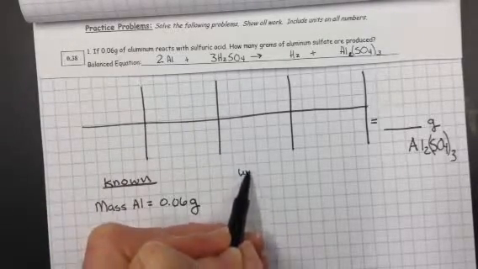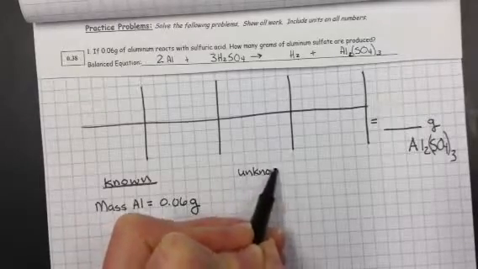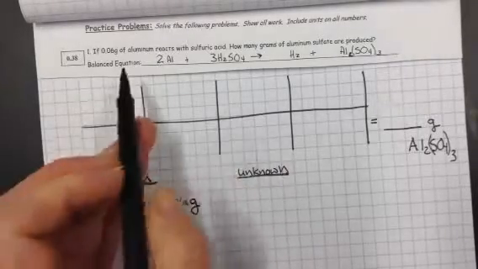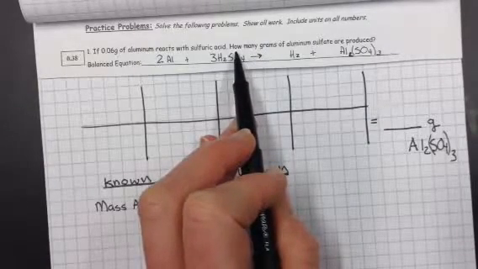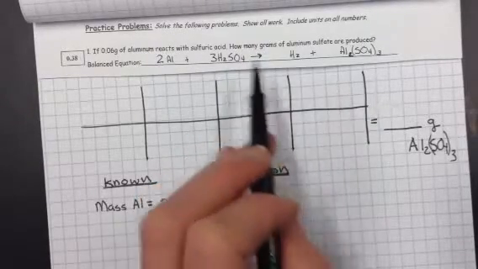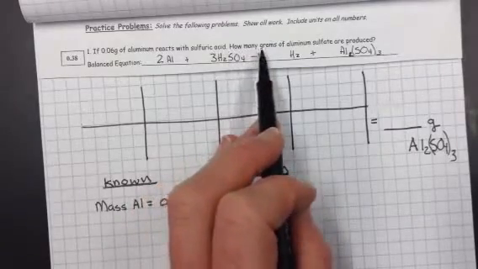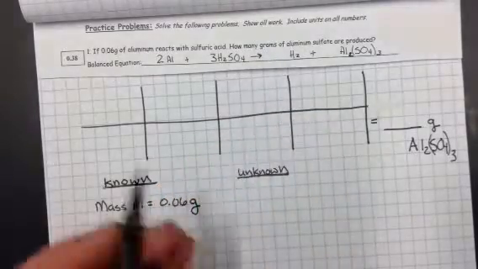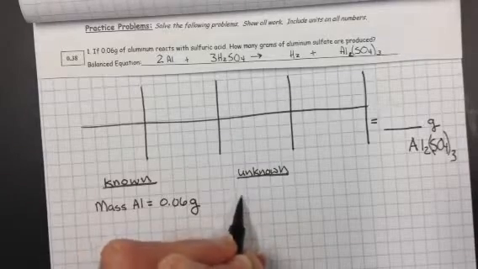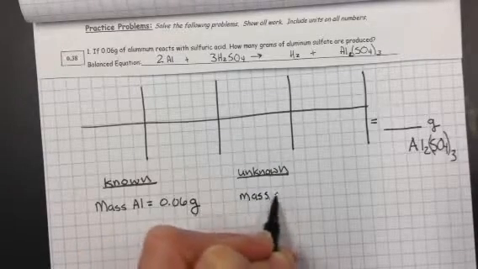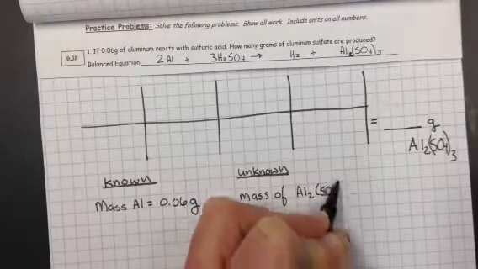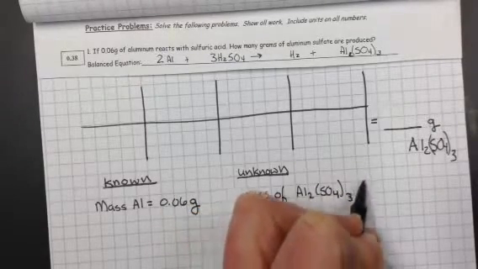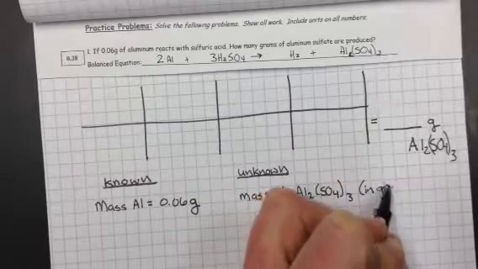What is unknown? What are they asking us for? Unknown. That is usually near the question word, just like English class. How many? How many grams, or mass, of aluminum sulfate are produced? Unknown. Mass of Al2(SO4)3, aluminum sulfate, and that's going to be in grams.